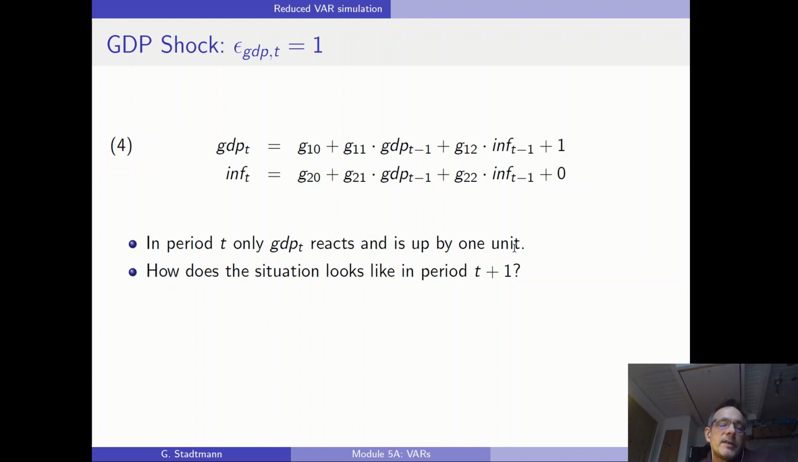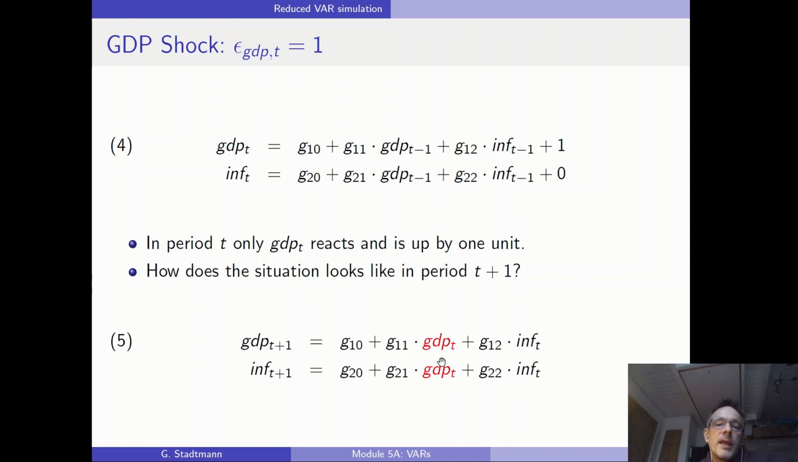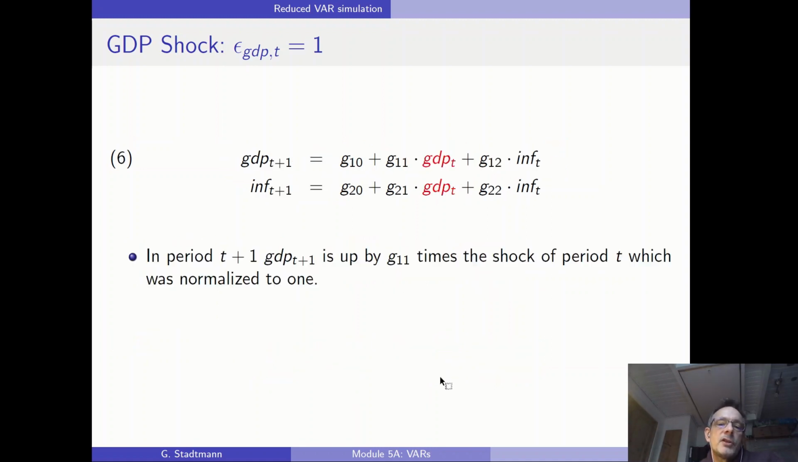How does this situation look like in the next period, in t plus 1? There, it will be the case that GDP in period t plus 1 will be influenced by the initial shock, but also we have a spillover effect from the first part of this equation to the second part of the equation, because now inflation will also react to the lagged GDP shock. This is mentioned on the next slide.